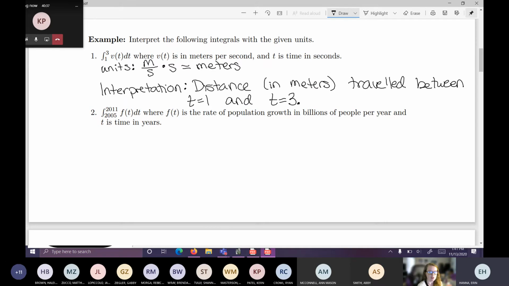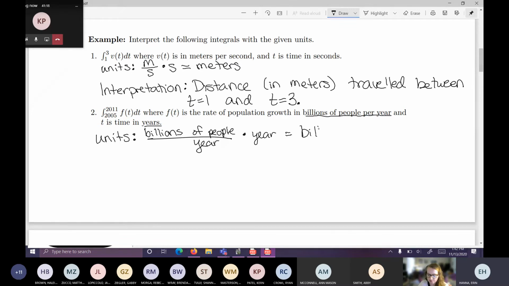So the integral from 2005 to 2011 of f of t dt, where f of t is the rate of population growth in billions of people per year, and t is in years. So say I want to interpret that. Let's again focus on the units first. So the units of f of t times the units of t. So we have billions of people per year times an amount in years. Let me just write year. So the units of this integral are going to just be essentially billions of people.